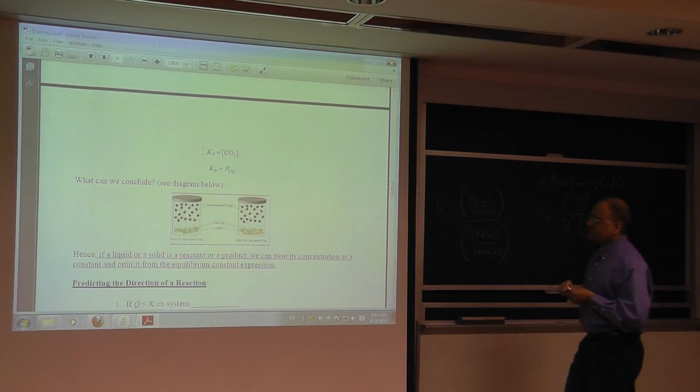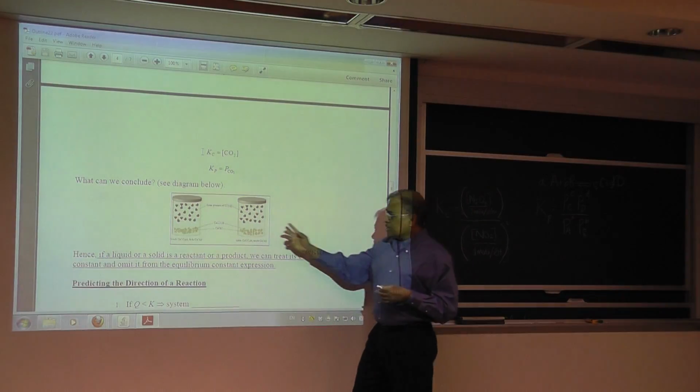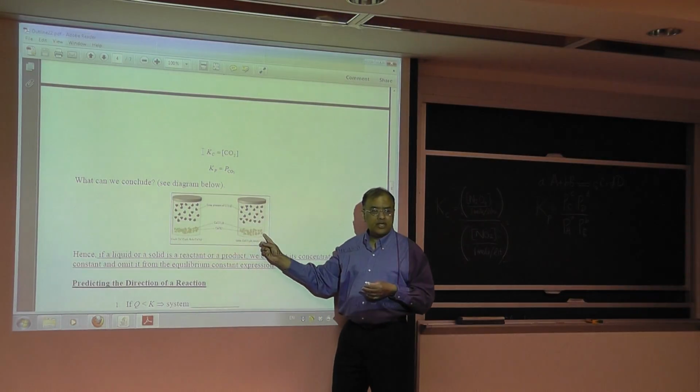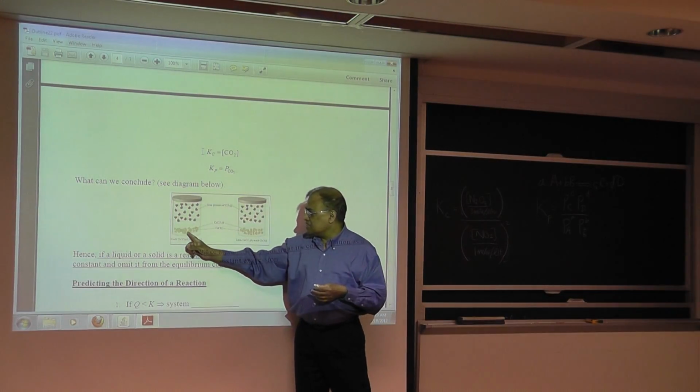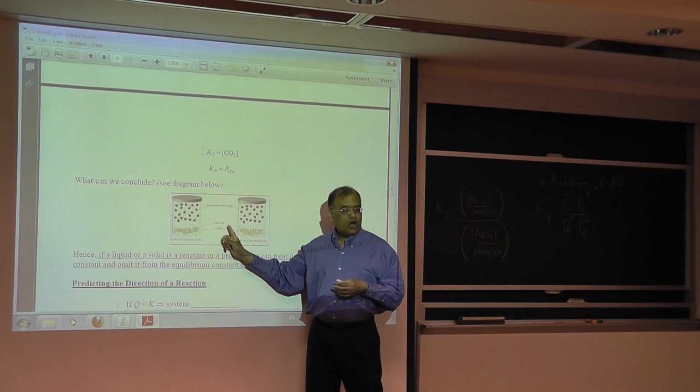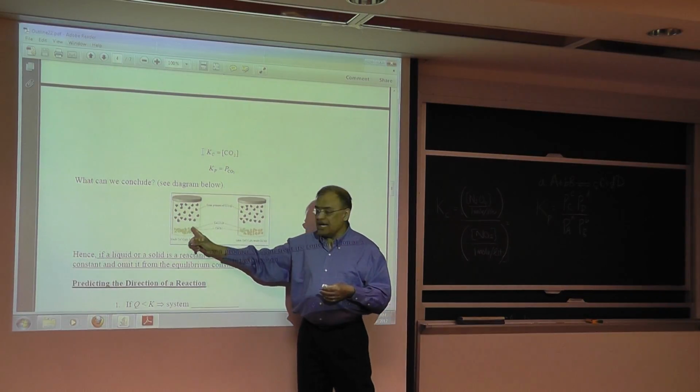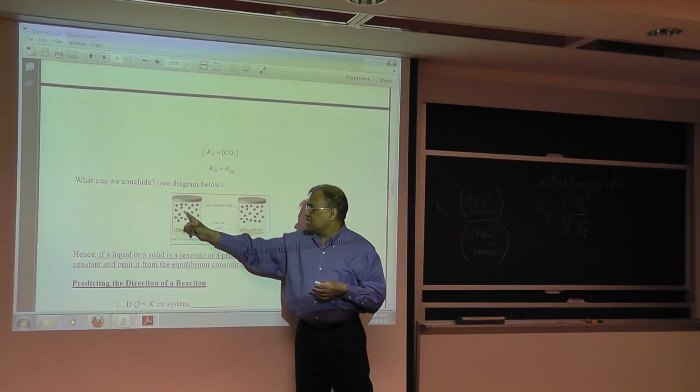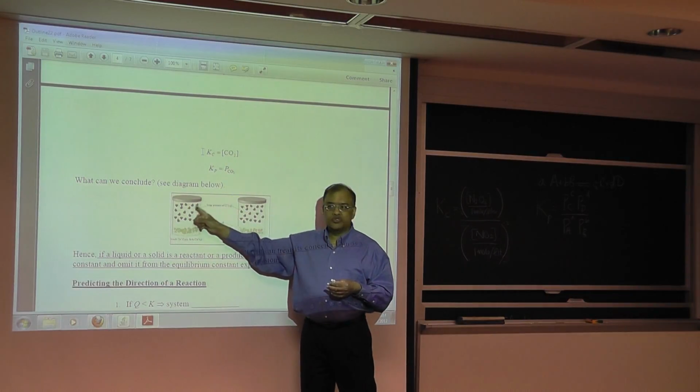Okay, so let's look at this example here. We have two containers identical to each other, different amounts of calcium carbonate and calcium oxide, but both of them are at the same temperature. What is the pressure of carbon dioxide in these two gases?